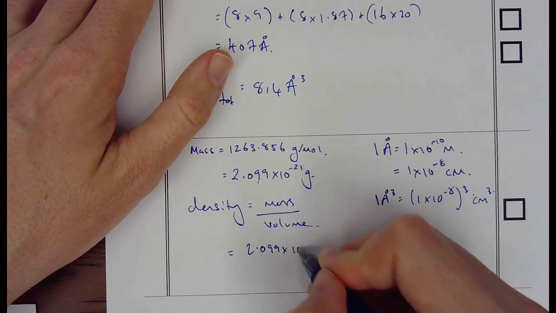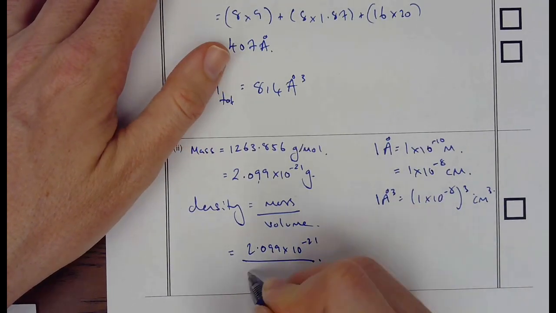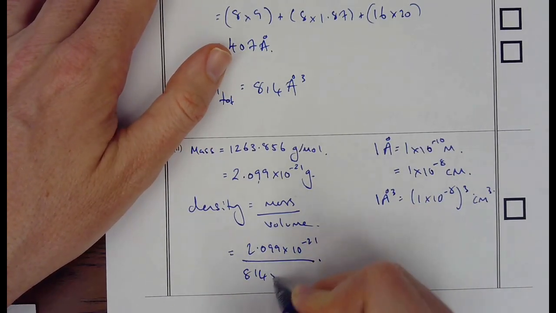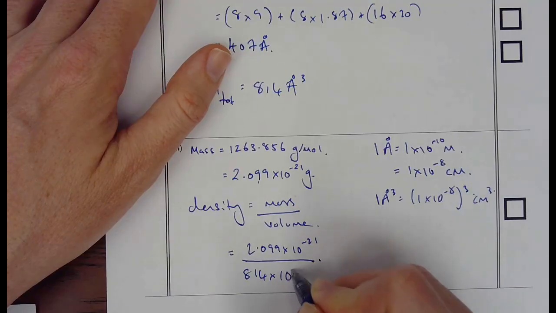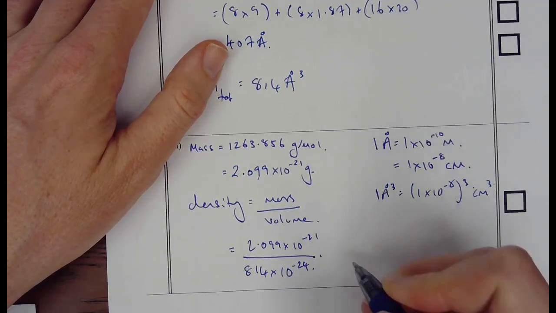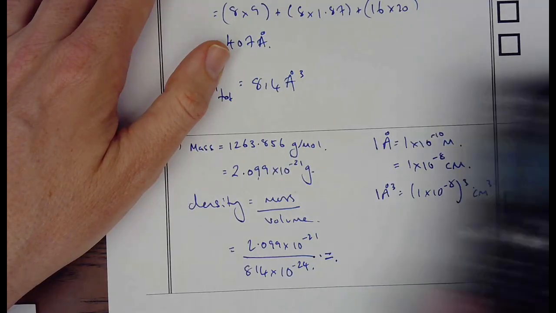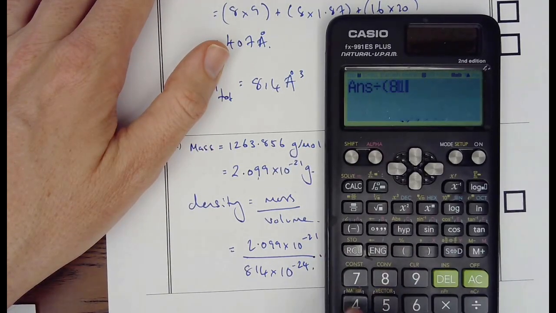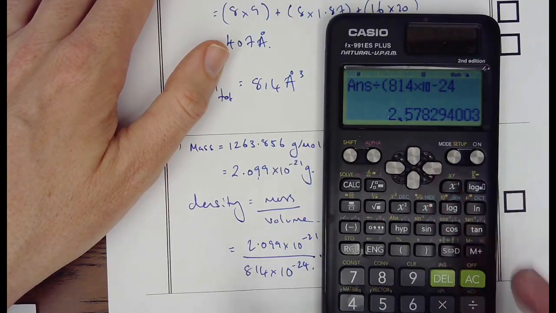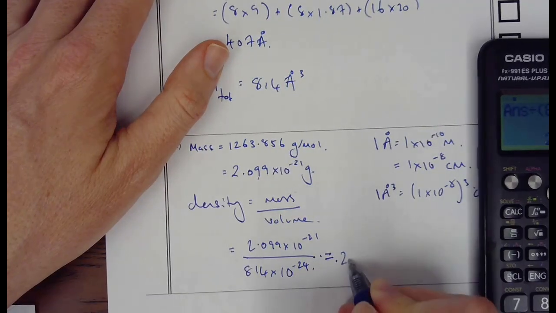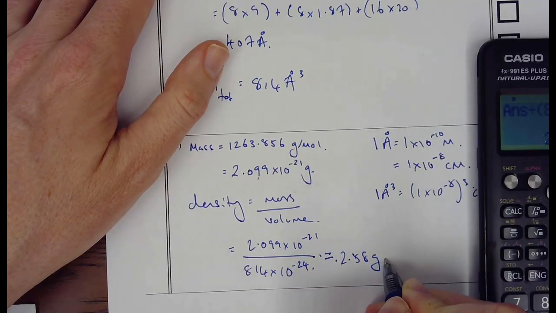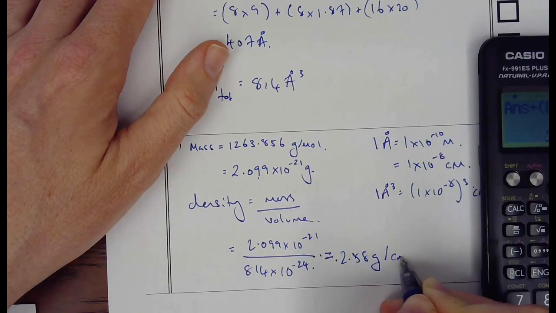So this becomes 2.099 times 10 to the minus 21 divided by 814 times 10 to the minus 24. Like that. So divide by 814 exponential minus 24. Which gives me that 2.58 grams per centimetre cubed.